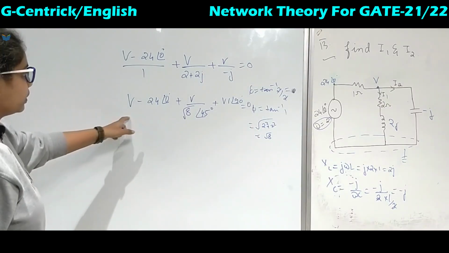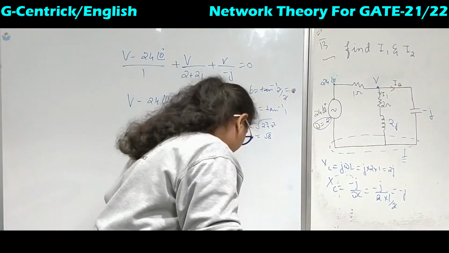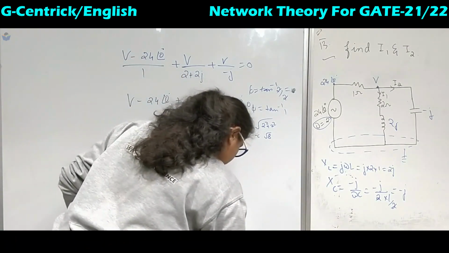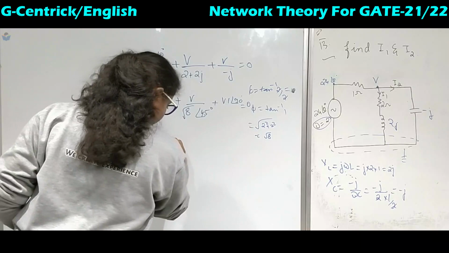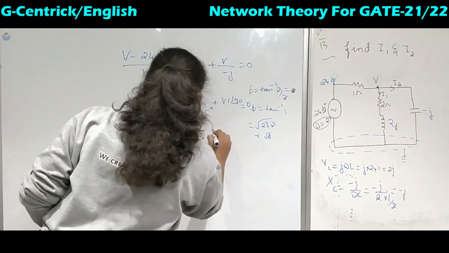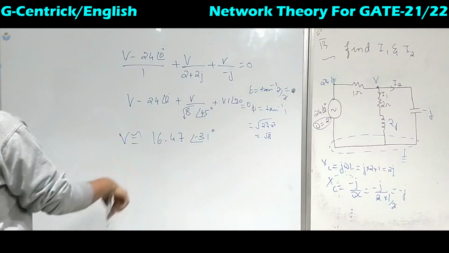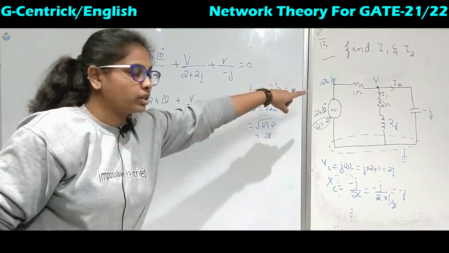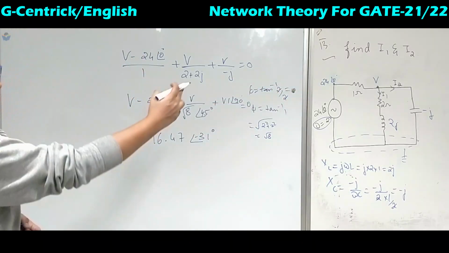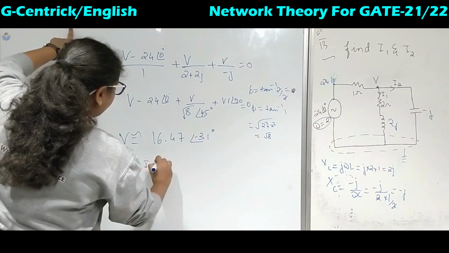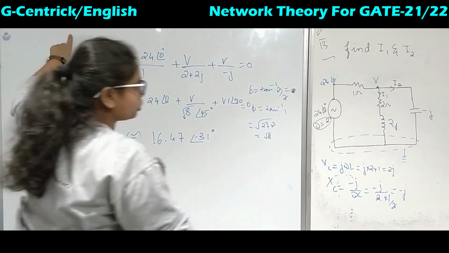When you cross multiply, the value of V will come out to be 16.47 angle minus 31 degrees. This is the approximate value. So now we have found the value of V. Once we know the value of V, we can find out the value of I1.